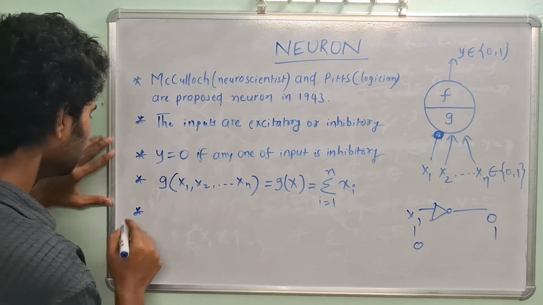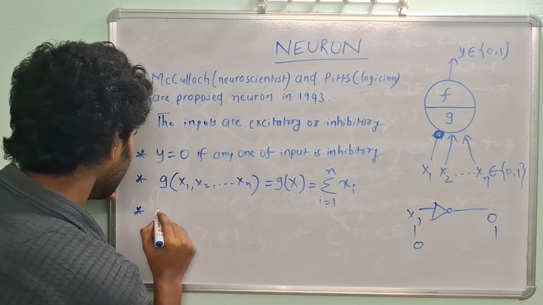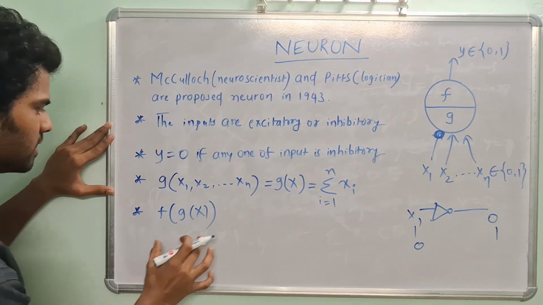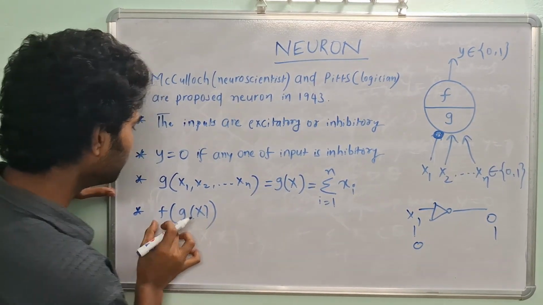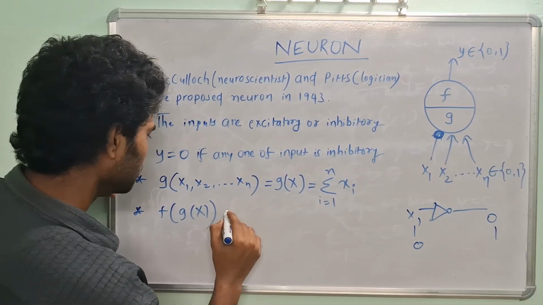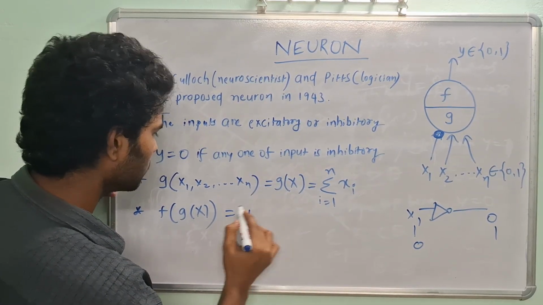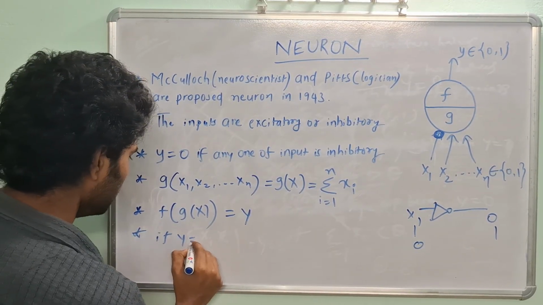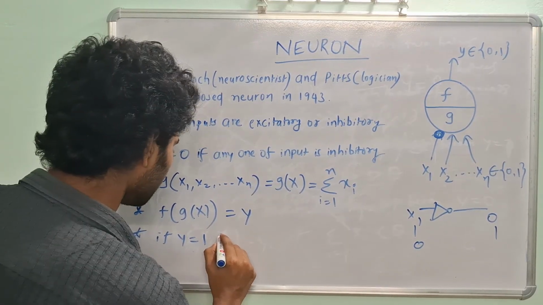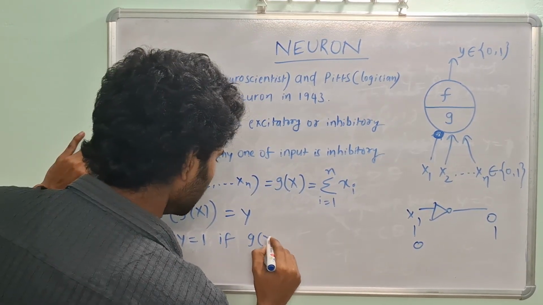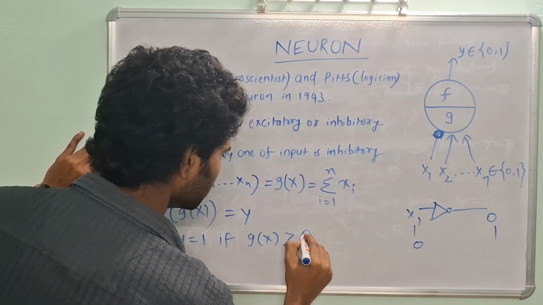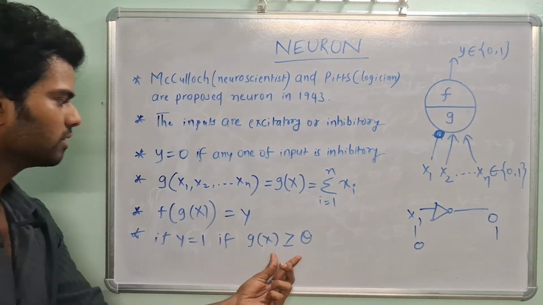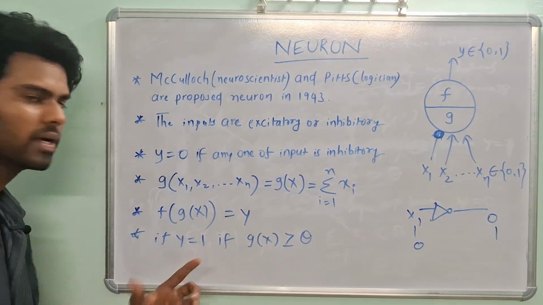Now we will see the F function. This is the F function. F takes decisions based on the G function. So this is nothing but the output. The output becomes 1 if the G function is greater than or equal to the threshold value. In this case, the output becomes 1.